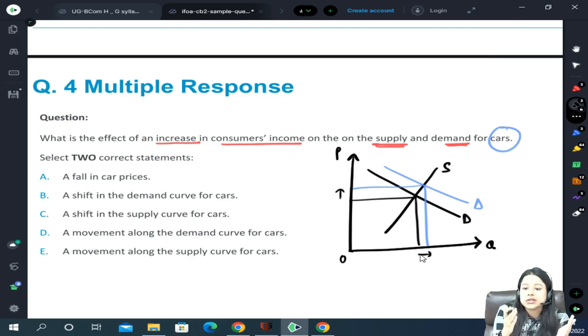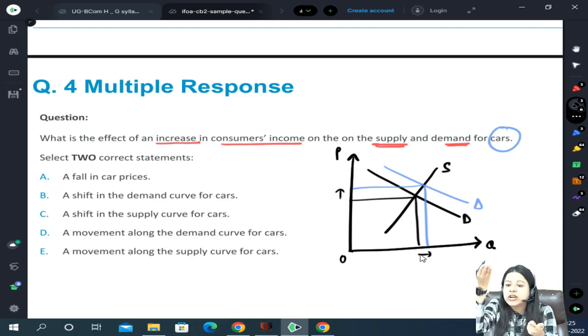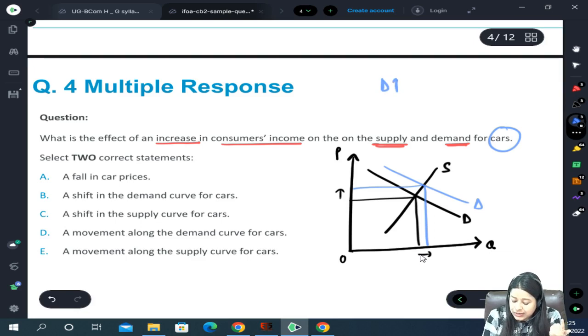Increase in consumers' income increases demand, and demand has an upward pressure on price. Okay, we have done this. I have taught you all: demand increase, price up; supply increase, price down.